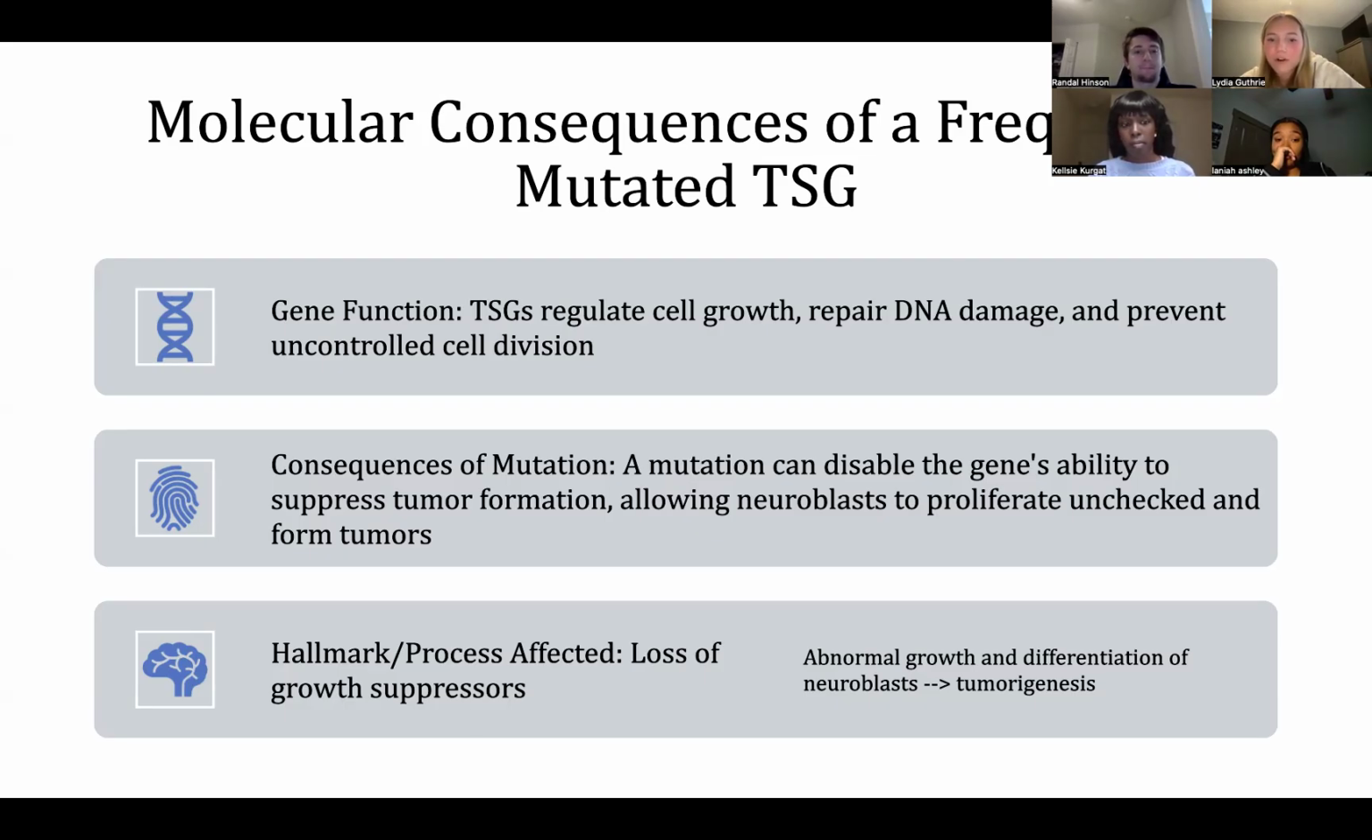An example of a hallmark of cancer that a mutation can cause is the loss of growth suppressors. Mutations in the tumor suppressor genes can lead to abnormal growth and differentiation of neuroblasts, contributing to tumorigenesis, and that is the process by which normal cells in the body transform into malignant tumor cells.